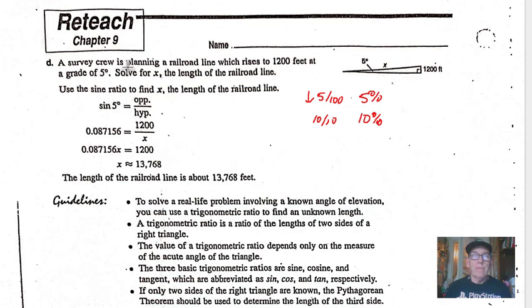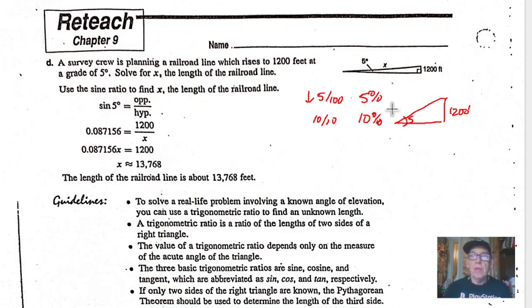So let's see, a survey crew is planning a railroad line which rises to 1,200 feet. So this vertical, I'm going to make a bigger triangle here. So this vertical distance is 1,200 feet at a grade of 5%. That means there's a 5% angle of elevation. So if you're topping the hill coming down, you're going to be dropping 5 feet for every 100 until you reach 1,200 feet.